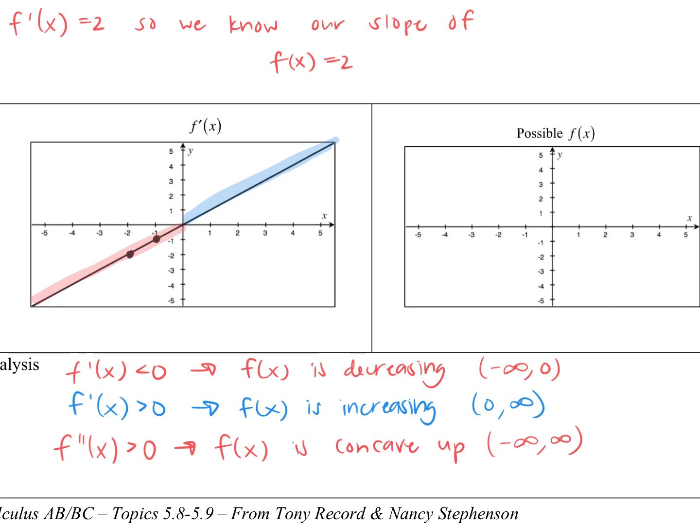Okay, so now I can go ahead and draw a possible sketch for what this might look like. We know that to the left of 0, it's decreasing for f of x. So I know that it's going down somehow, all the way to 0.